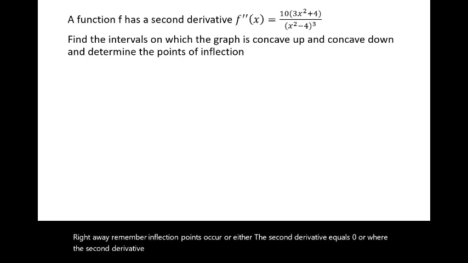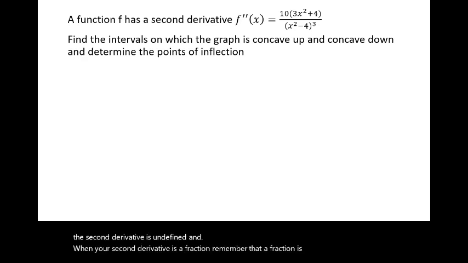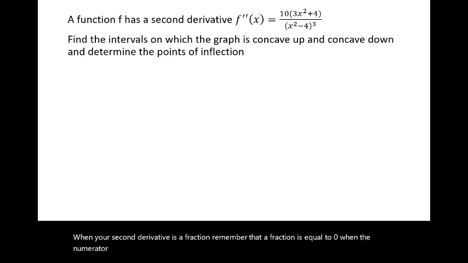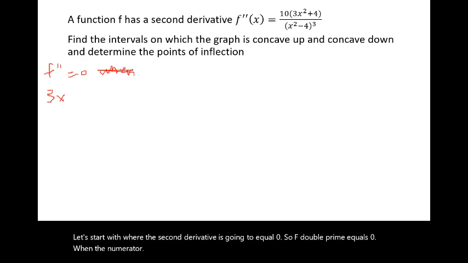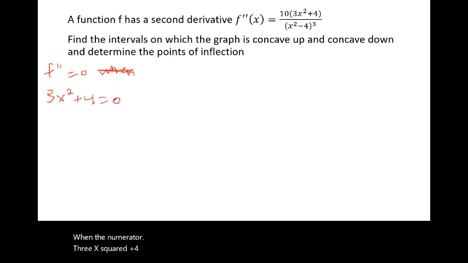And when your second derivative is a fraction, remember that a fraction is equal to 0 when the numerator equals 0, and a fraction is undefined when the denominator equals 0. So let's start with where the second derivative is going to equal 0. So f double prime equals 0 when the numerator, 3x squared plus 4 equals 0. Now, if you take a look at this, this doesn't have any real solutions, so it's not equal to 0 anywhere.